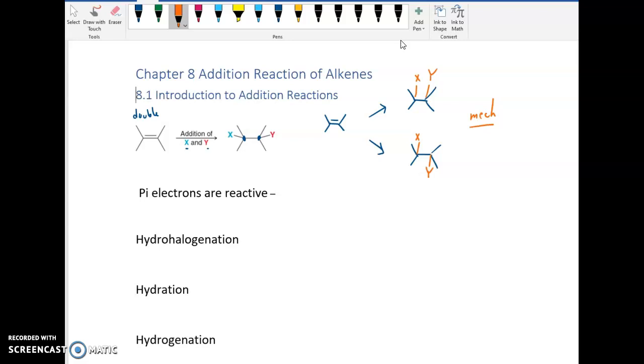Okay, so pi bonds are reactive. They can function as bases and steal protons. They can also act as nucleophiles. And if they're acting as a nucleophile, they will attack an electrophile.